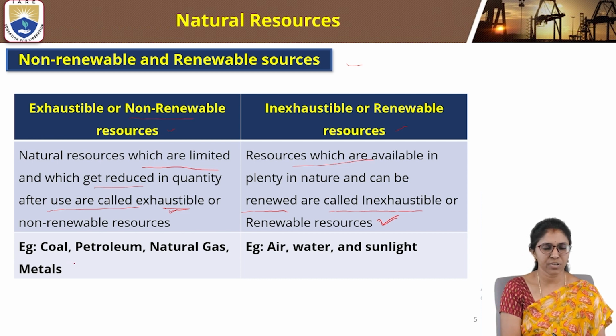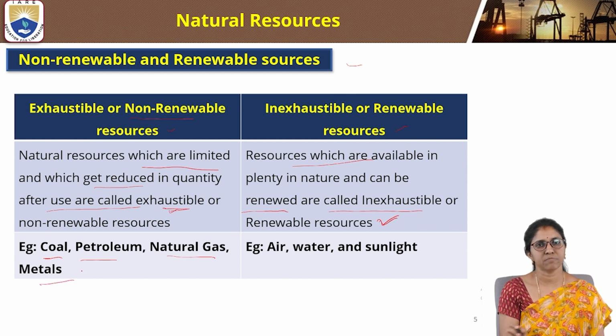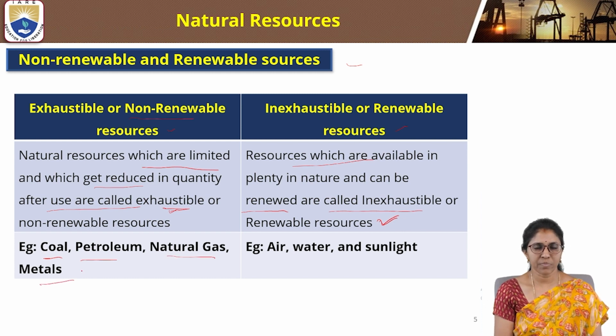Examples of non-renewable resources are coal, petroleum, natural gas and metals. These come under non-renewable or exhaustible resources because they cannot be renewed again. Whereas renewable resources include air, water and sunlight, which can be regenerated again. So these are renewable and non-renewable resources.